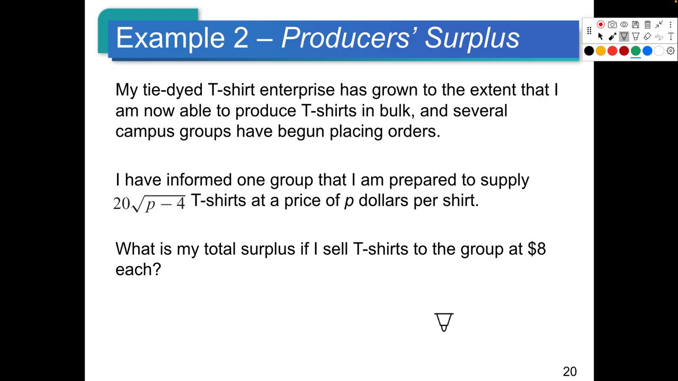Okay, so let's look at this example. We're selling tie-dye t-shirts. We'll produce enough to fill the orders. I have informed one group that I'm prepared to supply this many t-shirts at a price of $P. So what if the shirts are priced at $8 each? So that becomes the P bar.